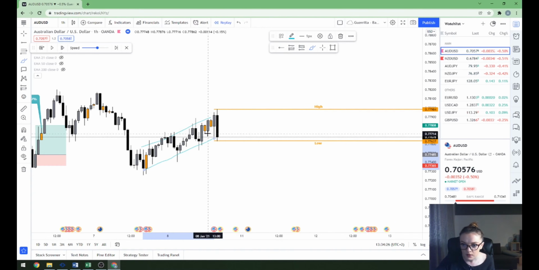And now, as you can see, we broke our previous low. This was our previous low, was broken by this candle, and now with this candle. So we will put an order here, a pending order at the bottom of this inside bar. So the low is 785.